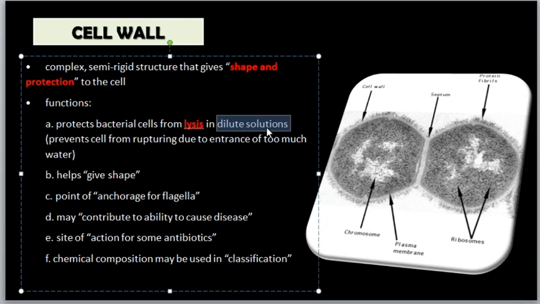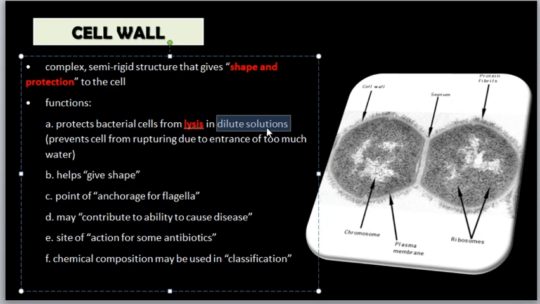So, when your bacterial cells are in a dilute solution containing more water, the water in the solution will enter your bacterial cell. Why? Kasi mas maliit yung concentration ng water inside the bacterial cell compared doon sa concentration ng water sa solution mo. So, mapupuno ng tubig yung loob ng bacterial cell. And if wala siyang cell wall, there is no material that will protect it from the entrance of water in dilute solutions. So, kaya puputok siya, okay?